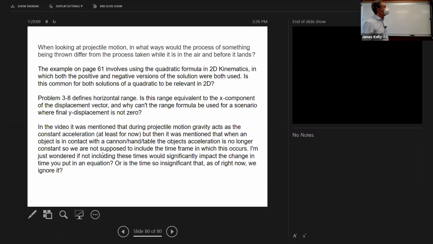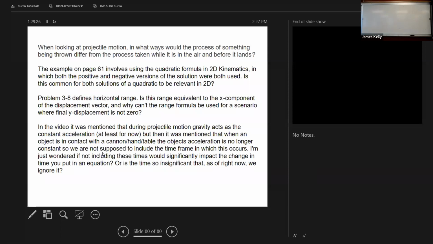The example on page 61 involves the use of the quadratic formula in kinematics, in which both the positive and negative versions of the solution were both used. Is this common for both solutions of a quadratic to be relevant in 2D? Well, it depends. Sometimes both solutions are relevant.